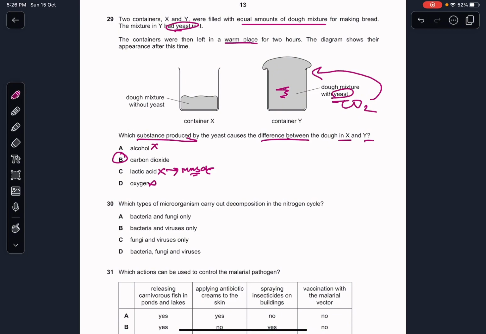Which type of microorganisms carry out decomposition in the nitrogen cycle? This is again a very straightforward answer. The answer is going to be bacteria and the fungus, because viruses do not cause the decomposition.